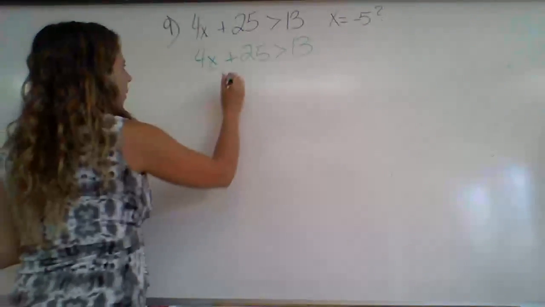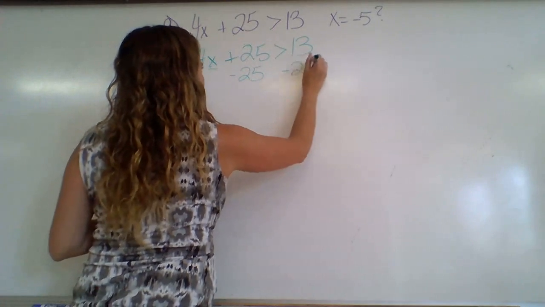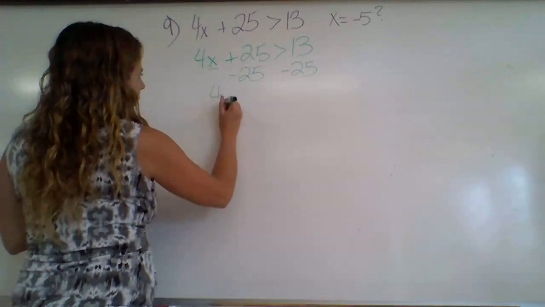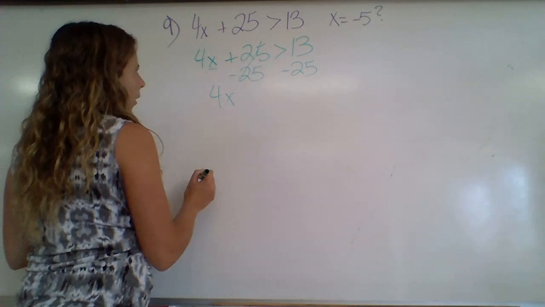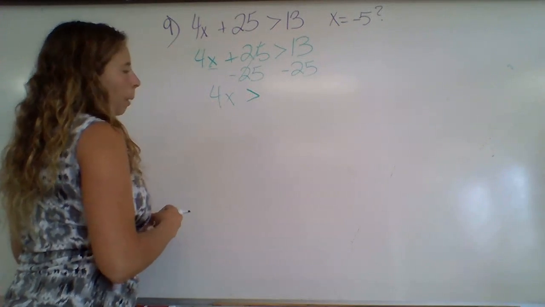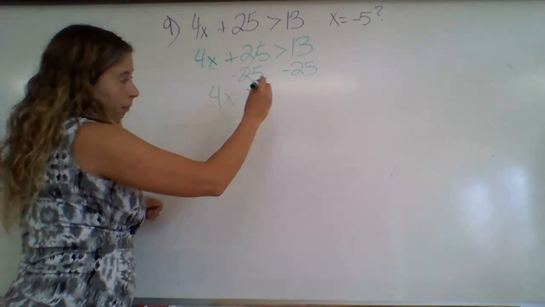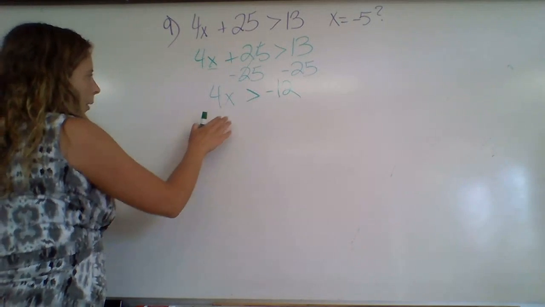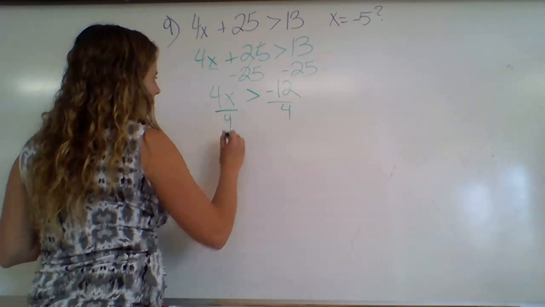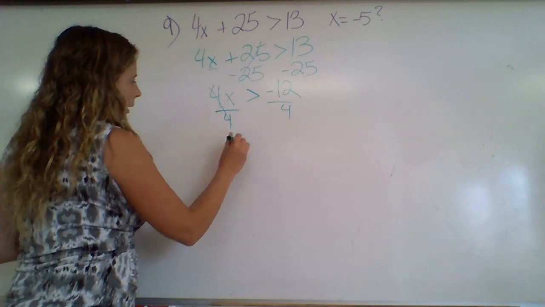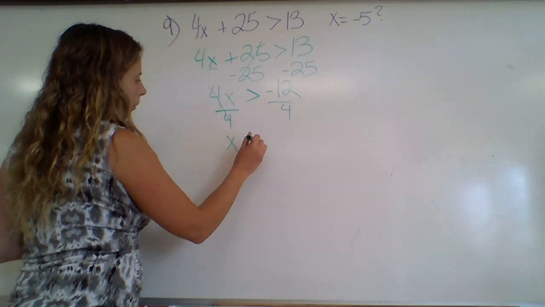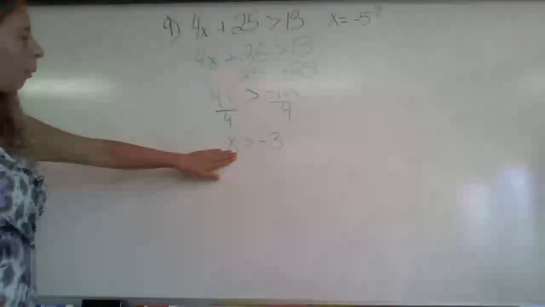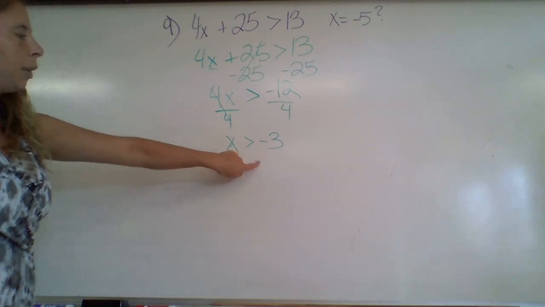Okay, so I'm going to solve for x. So I'm going to subtract 25, and then bring down your 4x. 25 minus 25 is 0. 13 minus 25 is -12. And then my last step, I would divide both sides by 4. So I would get x is greater than -12 divided by 4, which is -3. Okay, so I solved for x. So x is greater than -3.